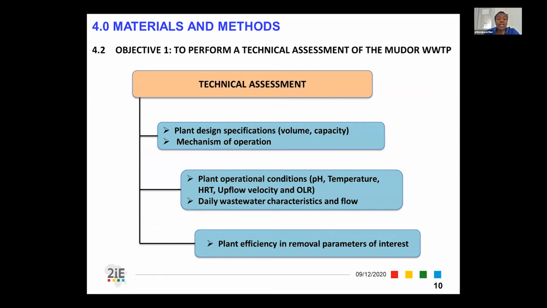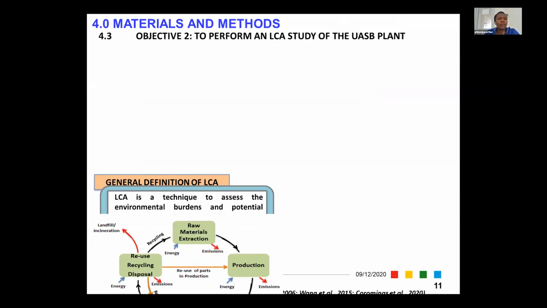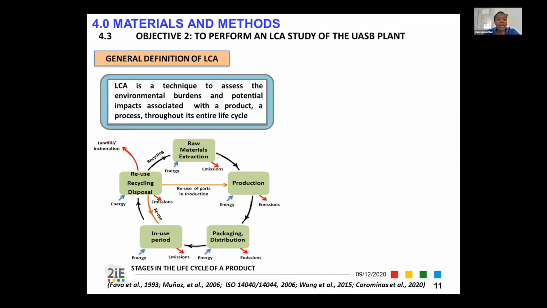With the technical assessment, I'll look at the plant specification, the plant design specifications, the plant volume, the plant capacity. Then I'll look at the mechanism of operation of the plant. Also, I'll look at the operational conditions, the pH, the temperature, the hydraulic retention time, because research has shown that the operations under which the plant is operated affect the efficiency of the plant. I'll also look at the daily wastewater characteristics, and then I'll look at the plant efficiency in removing parameters of interest. With my second objective, I'll perform the life cycle assessment.